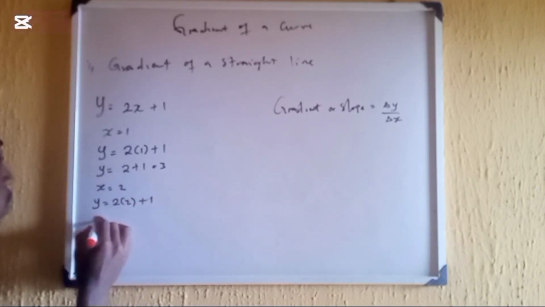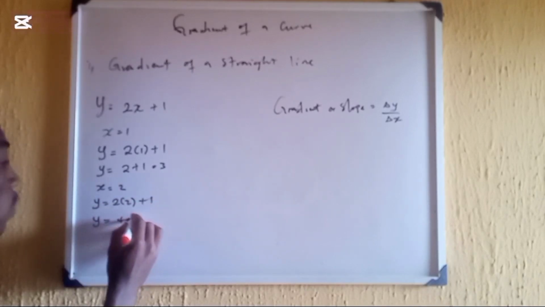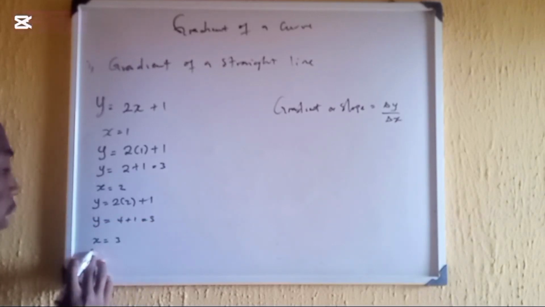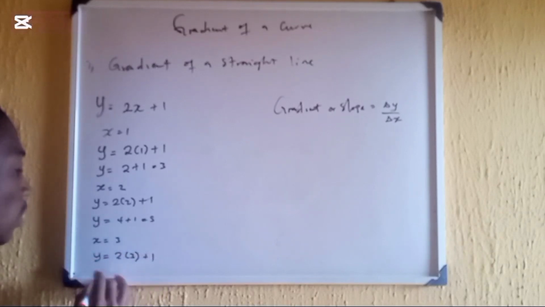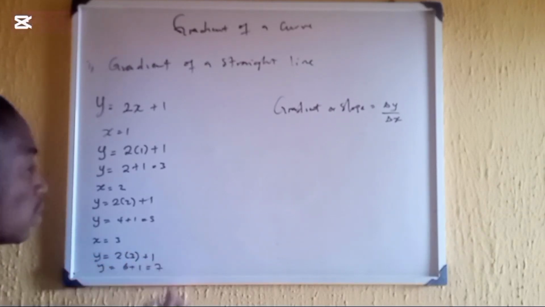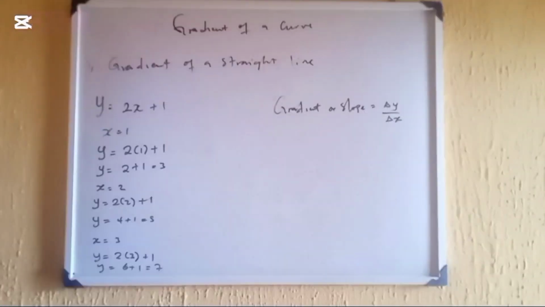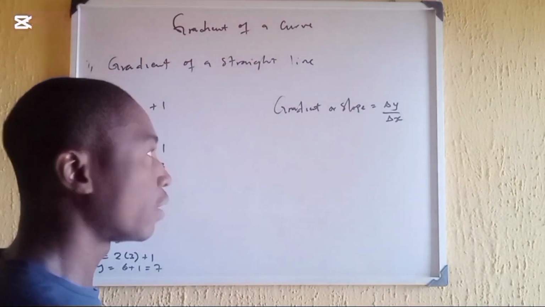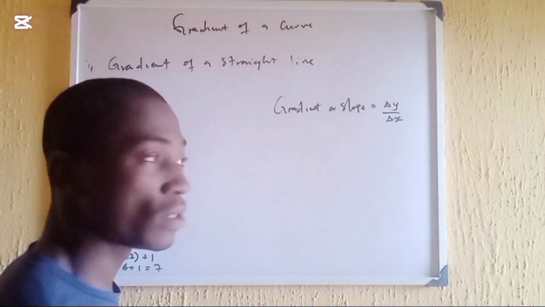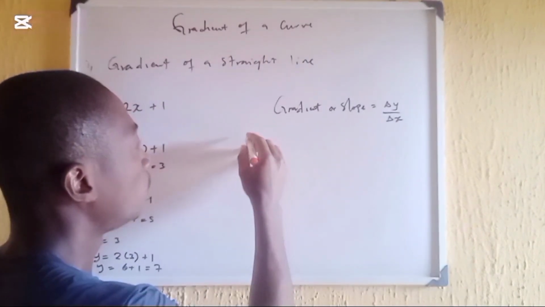When x is equal to 2, we'll be having y equal to 2 into 2 plus 1. Then we'll be having that y is equal to 4 plus 1. That gives us 5. When x is equal to 3, we'll be having that y is equal to 2 into 3 plus 1. And that gives us y equal to 6 plus 1 is equal to 7. So we already have 3 points and we can plot our graph with the 3 points. Since it's a straight line graph, we just connect the 3 dots using a straight line.